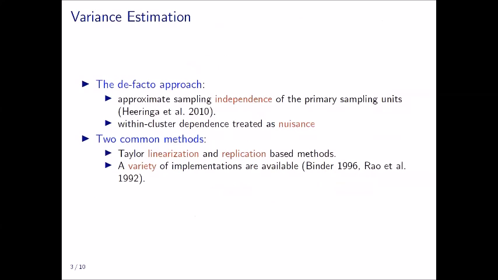So for variance estimation for surveys, there's really the de facto approach. You can see different ones in the literature. The de facto approach is to assume that you have independence at the largest clusters, the primary sampling units. So that could be a geographic area, that could be a household, that could be maybe a business. And within clusters, any subsampling, essentially the dependence is treated as a nuisance. You just try to aggregate up. There's two common methods to do this called Taylor linearization and replication-based methods. That's what we'll talk about today. And there's a variety of different flavors or variations, but they basically amount to these two techniques.